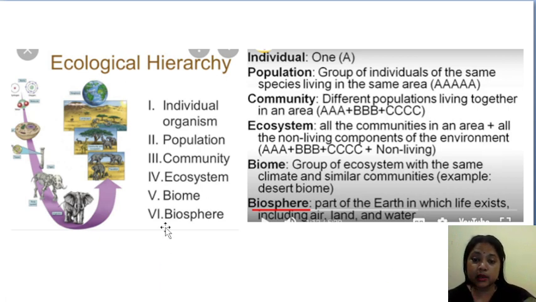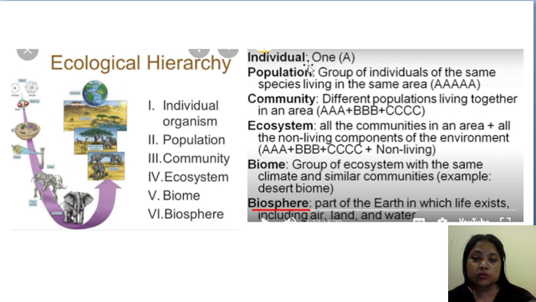Then biome. Biome means a group of ecosystems with the same climate and similar communities, for example desert biome. Then biosphere means the part of the earth in which life exists, including air, land and water. We have already learned the biosphere in unit 1, isn't it? So here you can understand the ecological hierarchy properly.